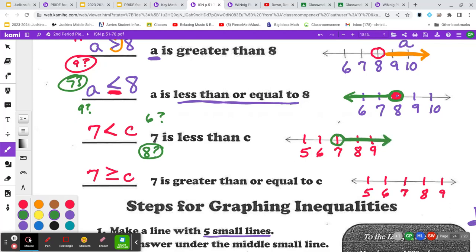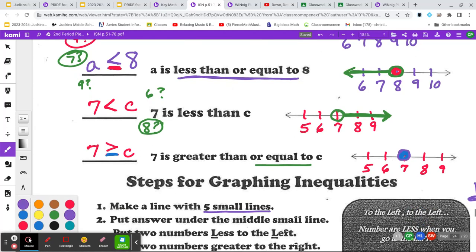Same for this next one. 7 is greater than or equal to C. Is this an open circle or filled in? Filled in. So I'm going to make this blue color. It's got the crayon. I'm going to use that to color in the circle. And we're graphing it. And which way are we going to color? To the left or the right? Right. Okay, so 7 is greater than or equal to C.